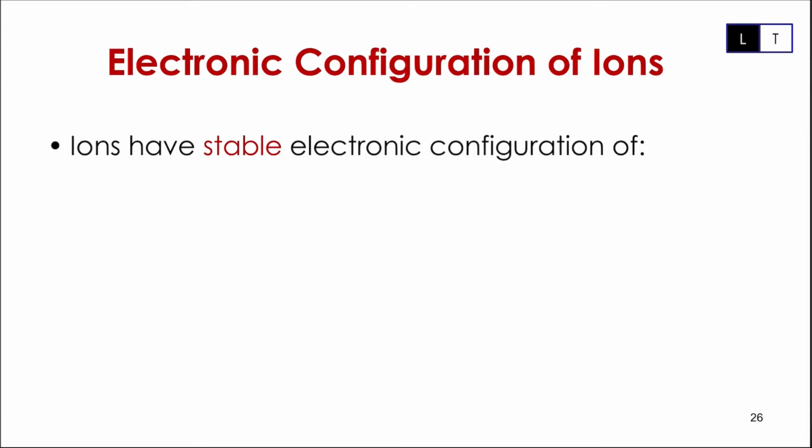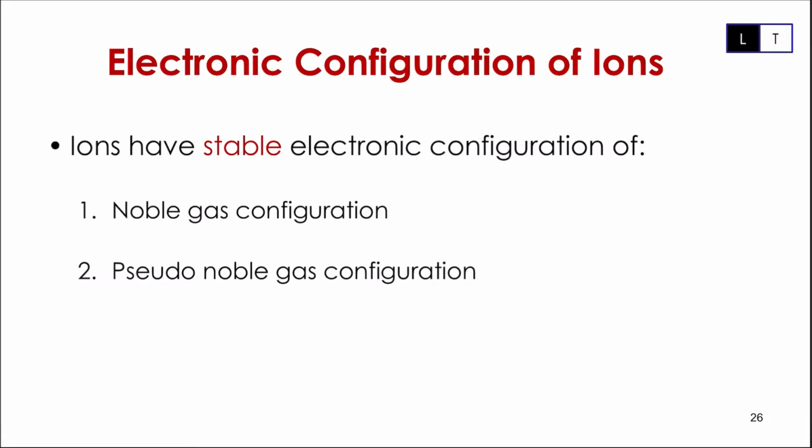We are going to focus on the electronic configuration of ions. As I mentioned before, ions will form when atoms lose or gain electrons. In order for ions to achieve a stable electronic configuration, they will transfer electrons. There are a few stable electronic configurations for ions. The first one is noble gas configuration. The second one is pseudo-noble gas configuration. And the last one is half-filled orbital configuration. Let's focus on them one by one.